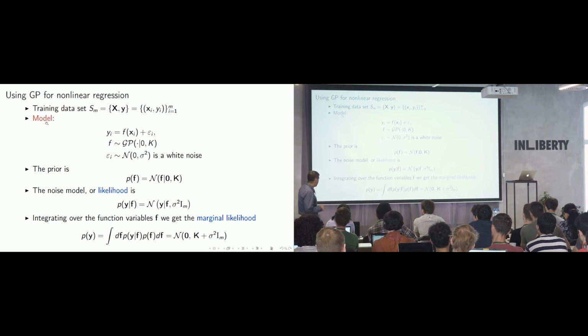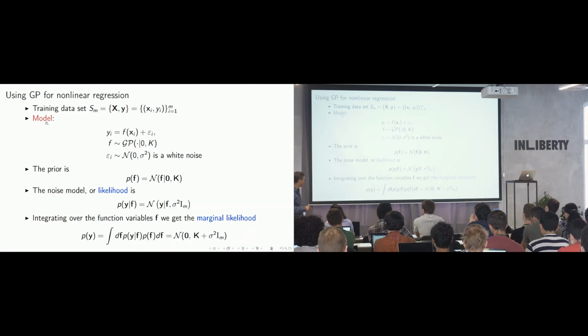And so the prior P of f, where f here, capital f, is a set of values f of xi. So f is an m-dimensional vector here, containing values f of x1, etc., f of xm. And because of this prior assumption, P of f is a Gaussian distribution with zero mean and the covariance matrix K given by the corresponding covariance function.